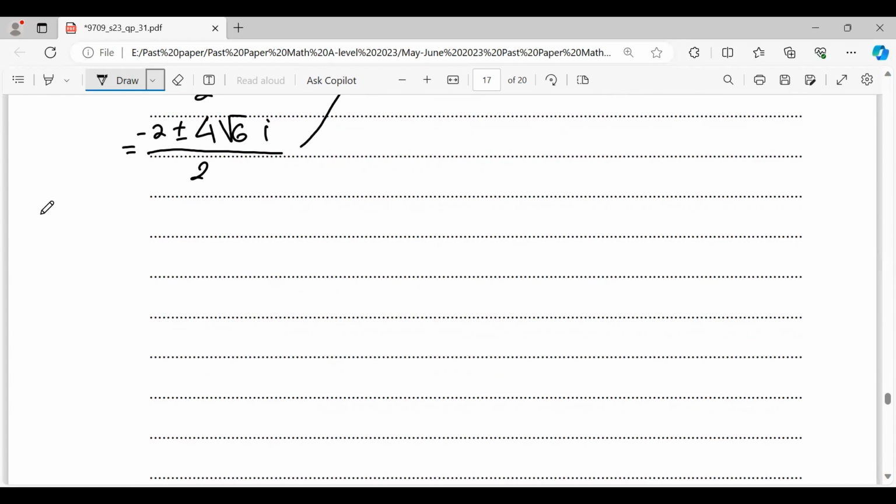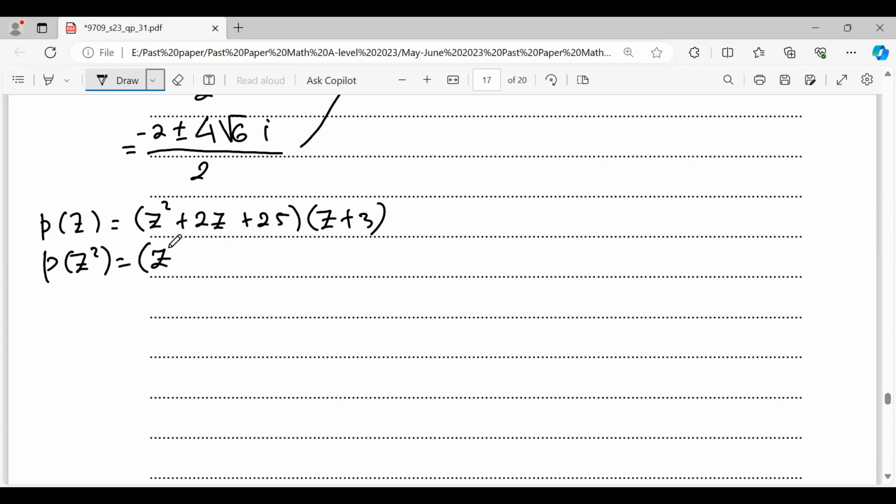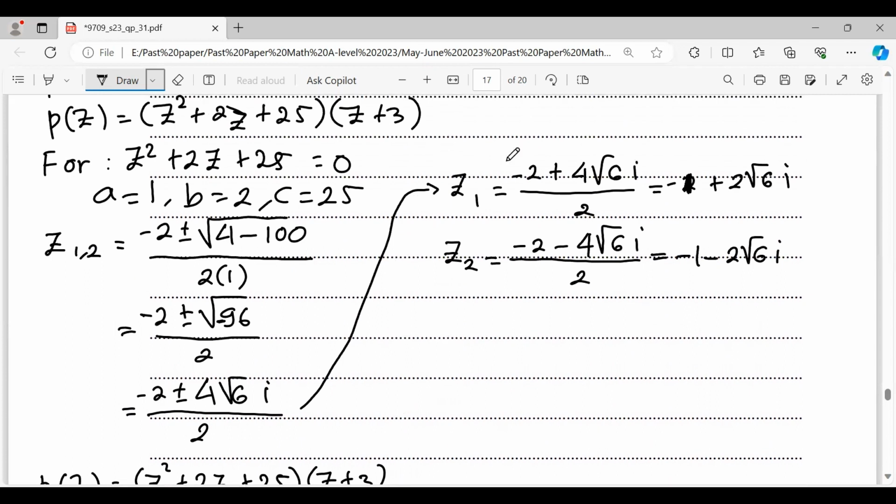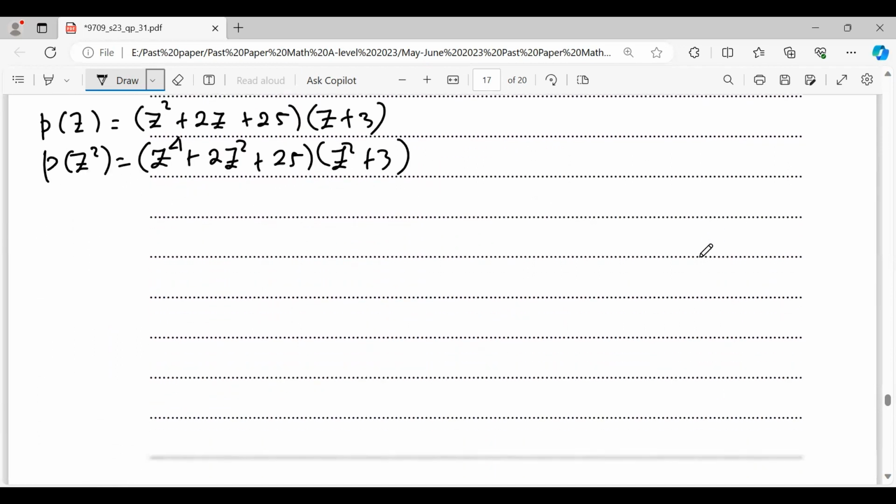It means if P(z) equals z squared plus 2z plus 25 times z plus 3, then P(z squared) becomes z to the power 4 plus 2z squared plus 25 times z squared plus 3. Just now we have found that z1 is negative 1 plus 2 square root 6i, and z2 is negative 1 minus 2 square root 6i.